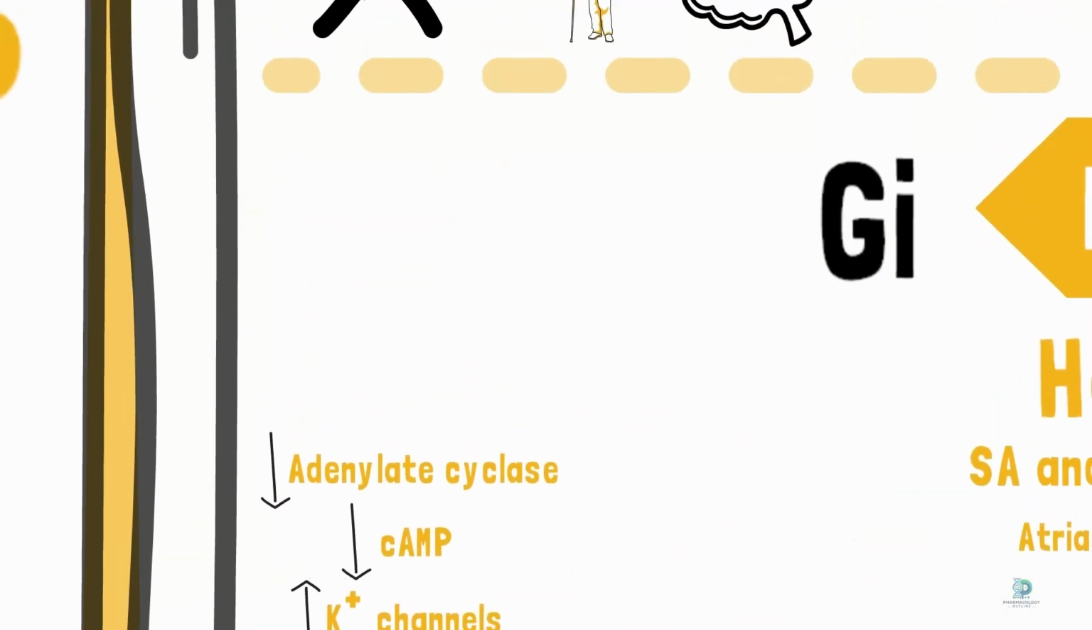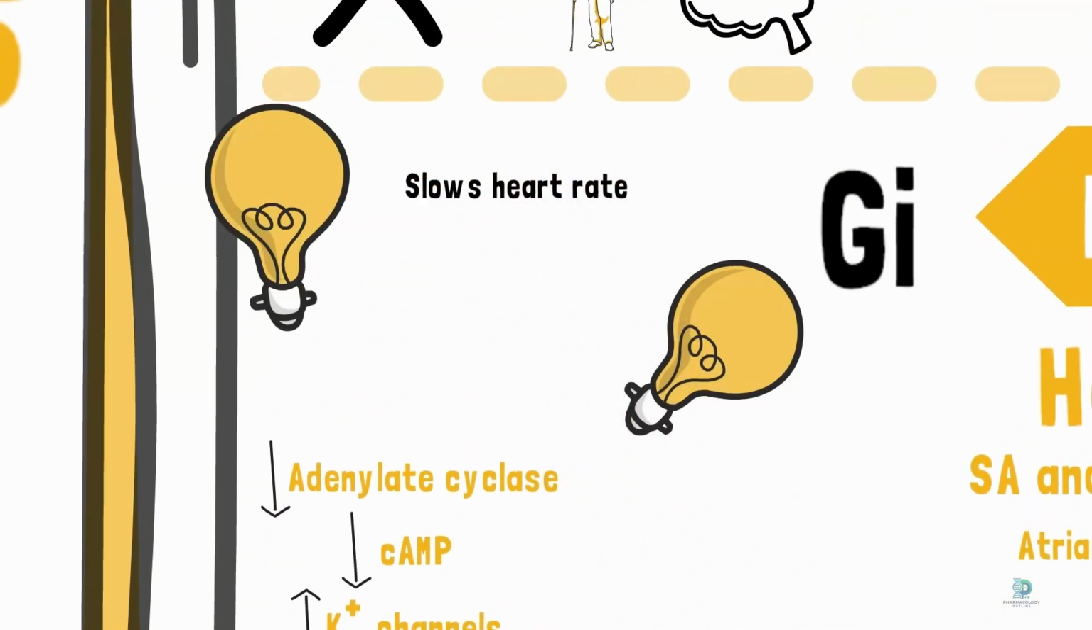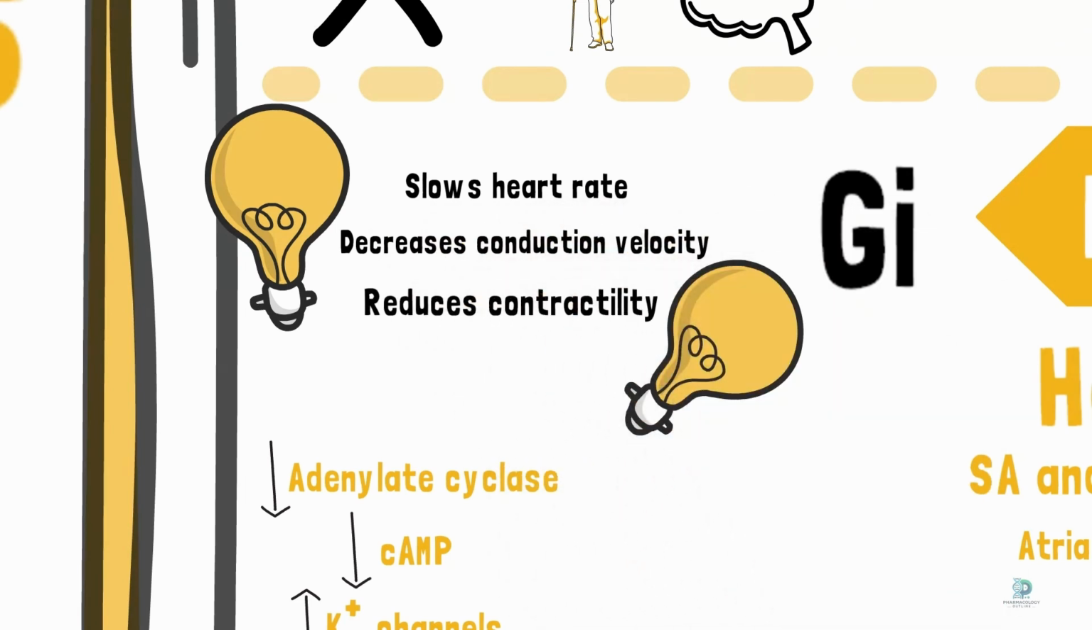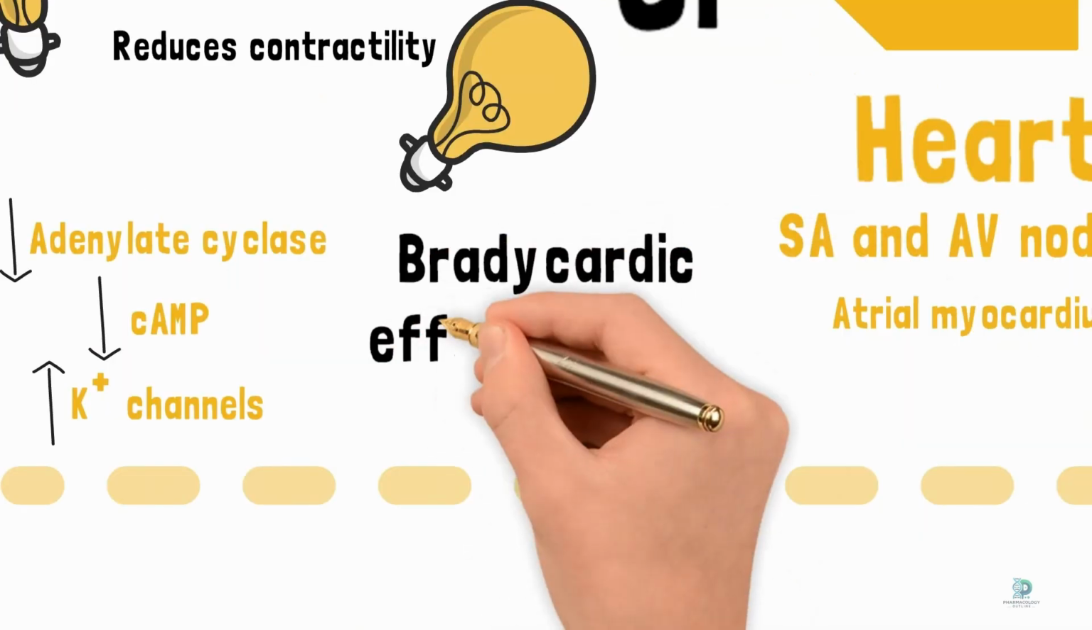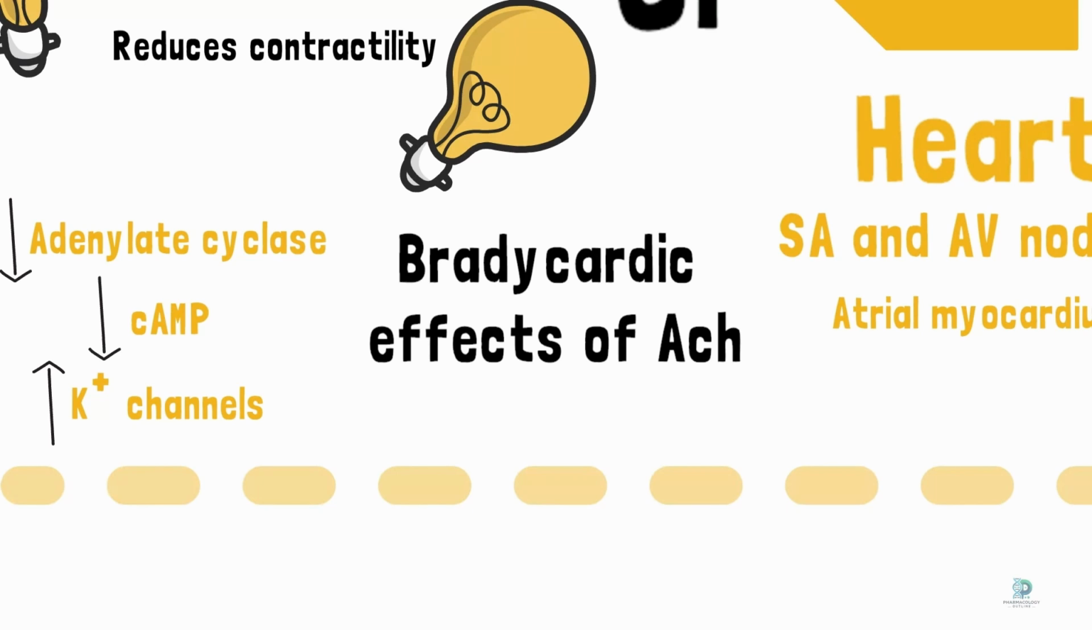Physiological effects: slows heart rate, negative chronotropy, decreases conduction velocity, negative dromotropy, and slightly reduces contractility. This is the receptor primarily responsible for the bradycardic effects of acetylcholine.